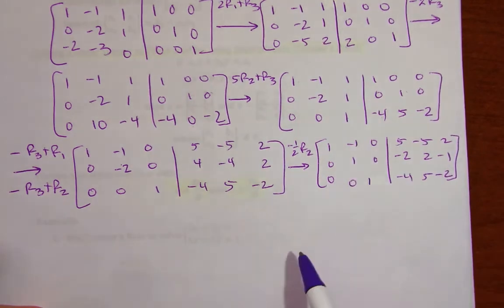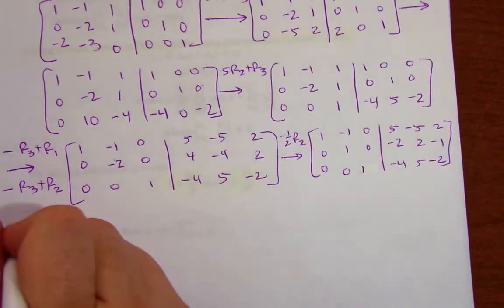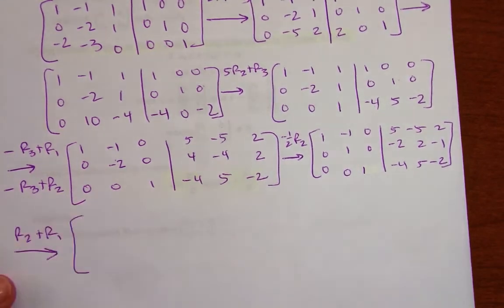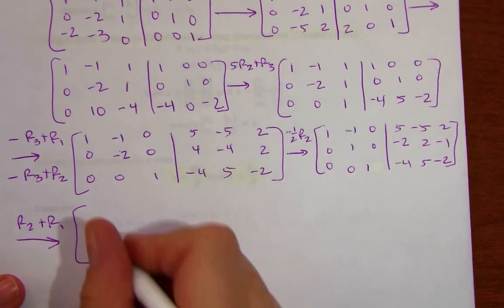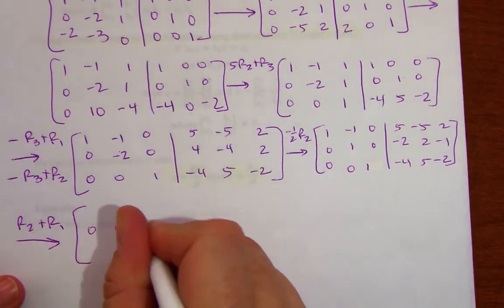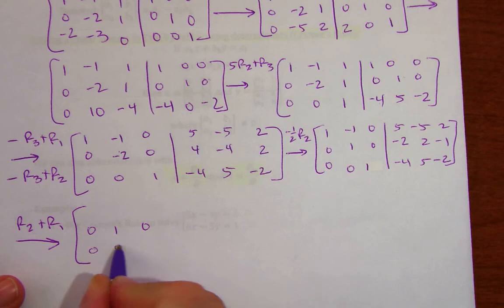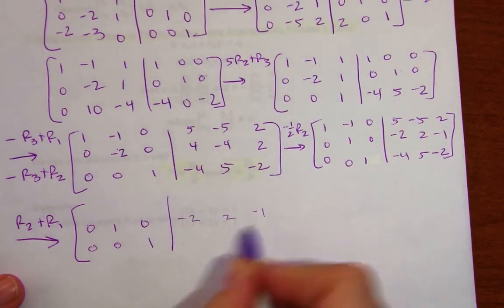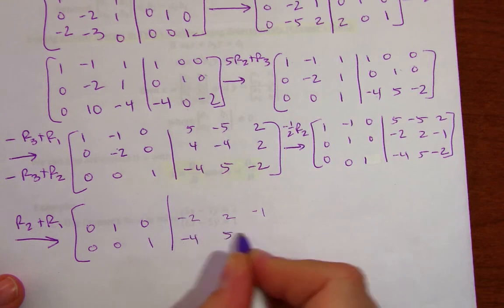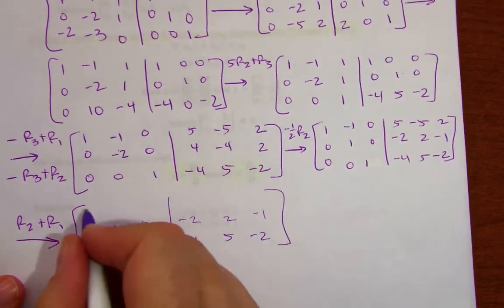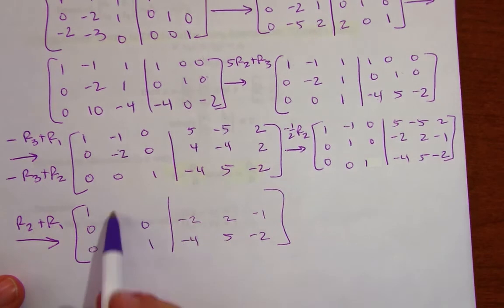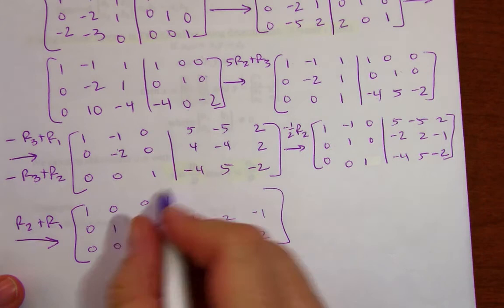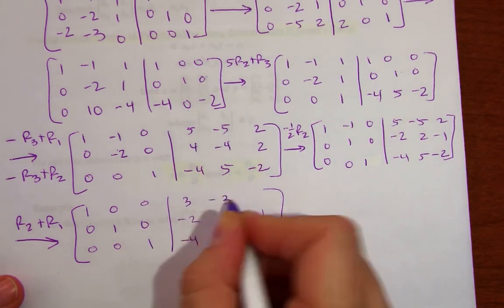And now I can use row 2 to cancel out that 1 in row 1. So row 2 plus row 1. So I'm almost there. I'm going to copy down rows 2 and 3 real quick. And then adding this will give me a 0 here. That doesn't change. And I'm going to end up having 3, negative 3, and 1.